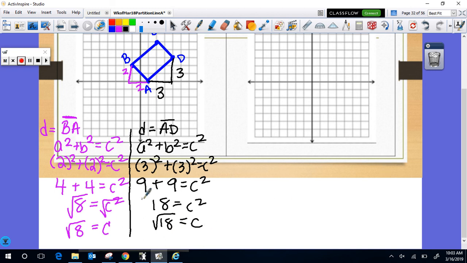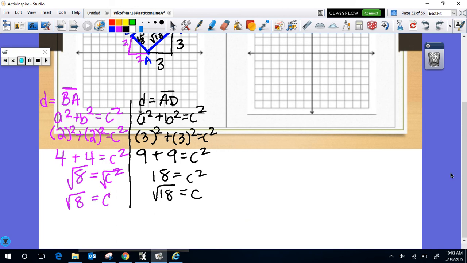Alright, so I found line segment BA. I found line segment AD. I found this to be the square root of 18. And I found this to be the square root of 8. Now I'm going to do the same for CD and BC. So if I draw my line for CD, I go here. So 2 and 2. So I'm going to use my Pythagoras Theorem.